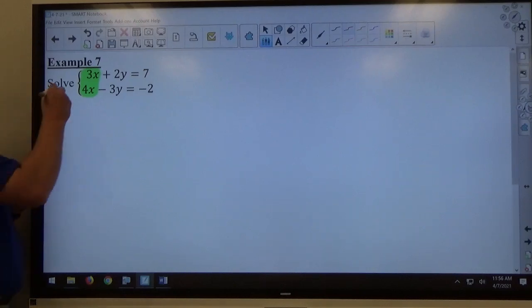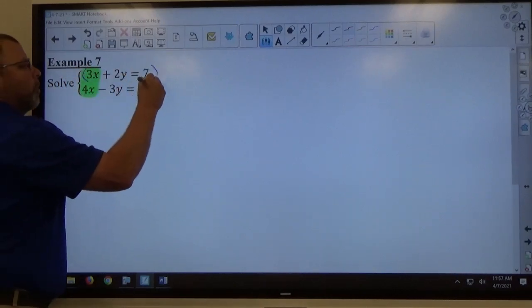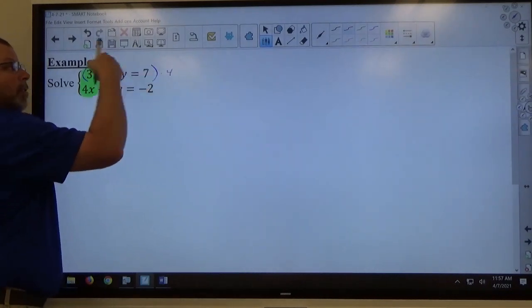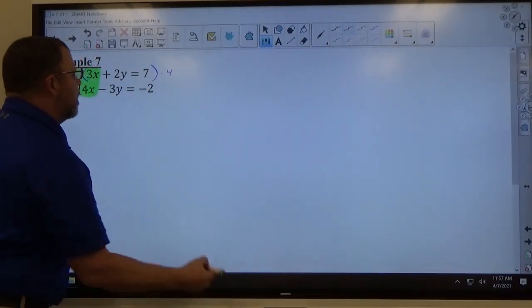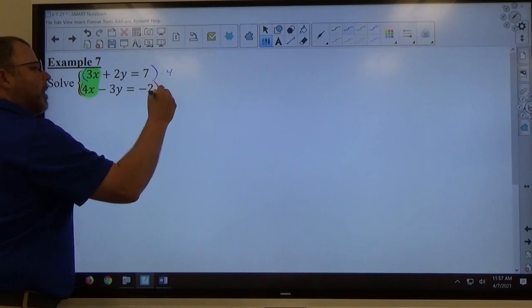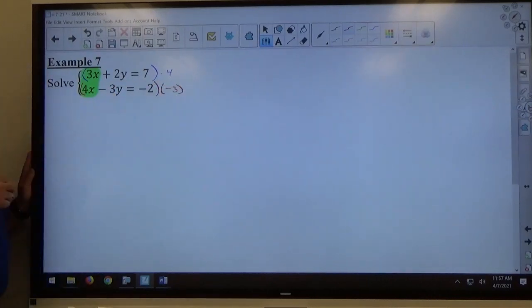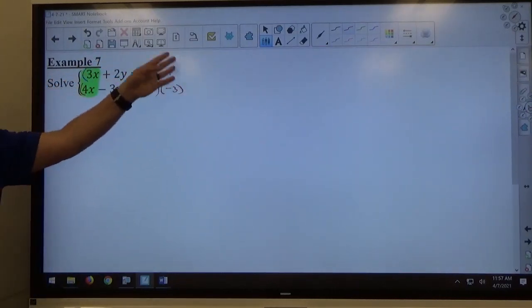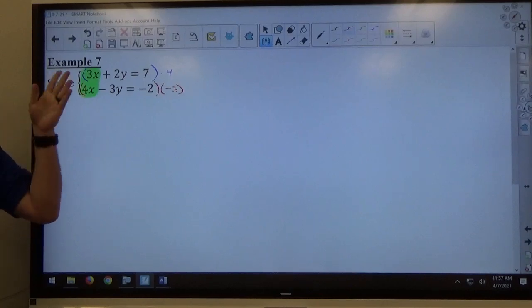So when I do my multiplication, I'm going to take the top equation and multiply it by a positive 4 to get positive 12x on the top. I'm going to take the bottom equation and multiply by negative 3 to get negative 12x on the bottom. I could go negative 4, positive 3, whichever. It doesn't matter which one's negative. Just make sure one of them is.